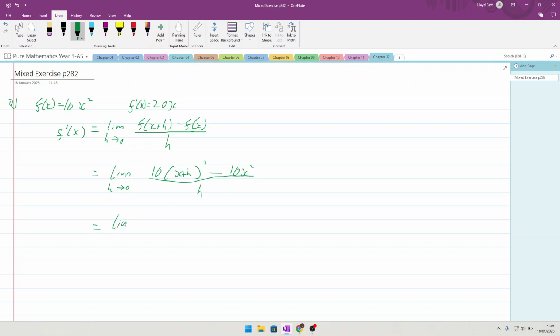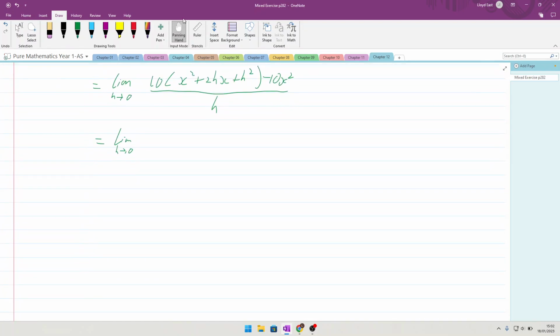So as we start multiplying that out, we end up with 10 times x squared plus 2hx plus h squared, minus 10x squared, all divided by h, and so we end up with the limit of h to 0 of 10x squared plus 20hx plus 10h squared minus 10x squared, all divided by h.